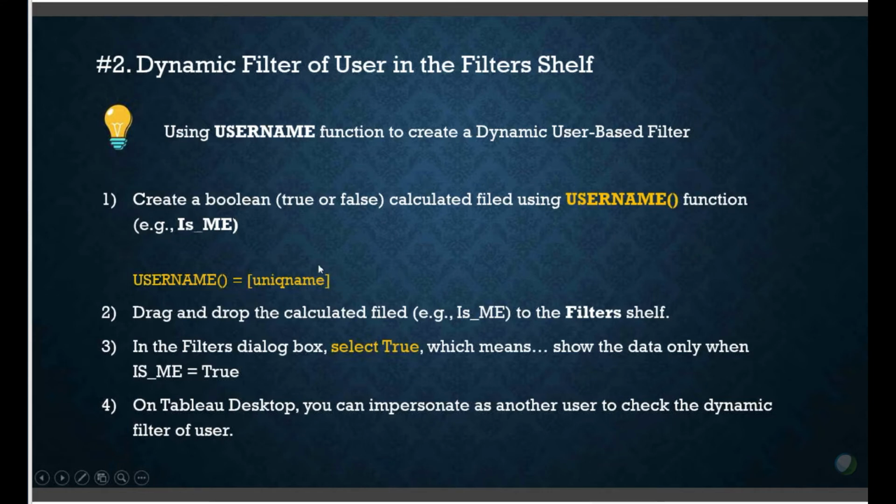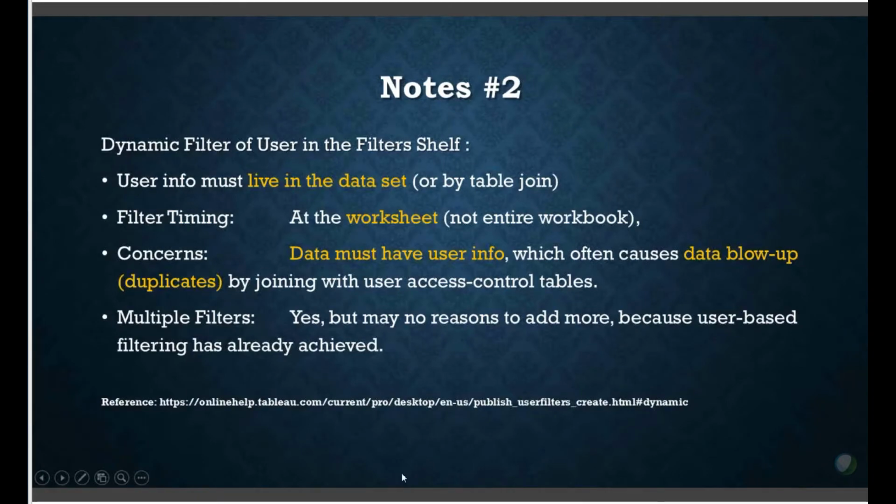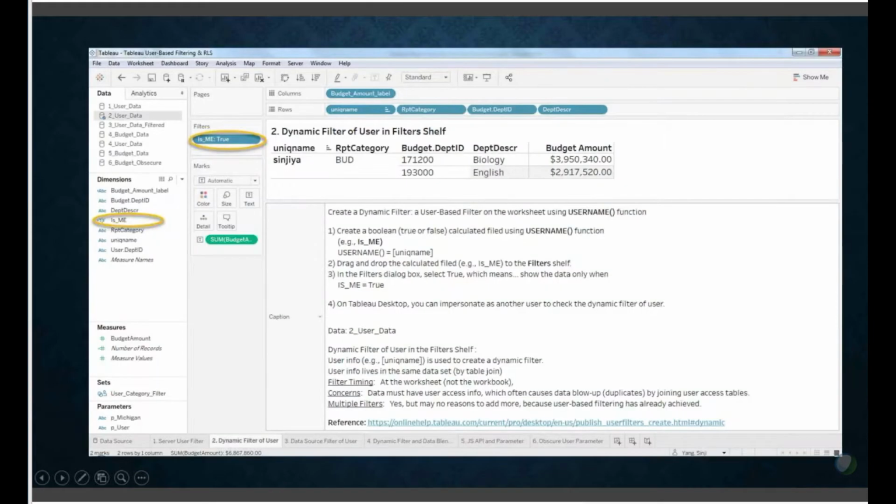Unique name is the user ID used at the University of Michigan. So you use this for your own college user ID field here. This formula will help you filter the report for the user. Then you drag and drop this calculated field into the filter shelf and select the true value. So this solution is pretty easy to set up. So let's look at the demonstration.